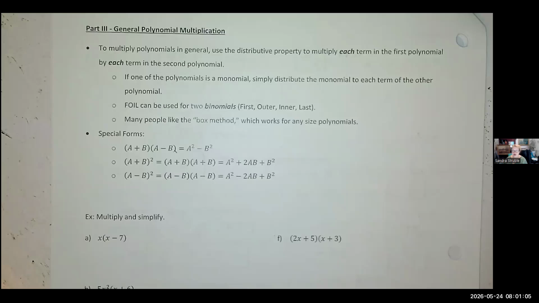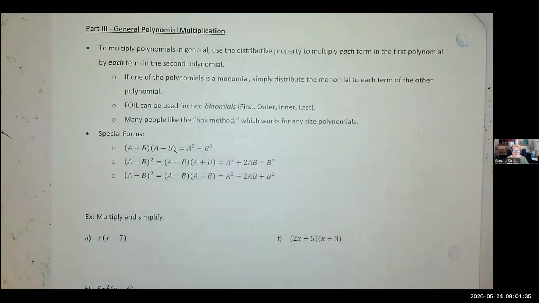Many people like the box method. That works for any size polynomial. My favorite one by far is the distributive one. I find that folks, even the ones using FOIL or box method, the distributive always works the best. I'll show you the distributive as well as the FOIL. You can use any of the ones that you want. They all work fine. There's just as much chance of messing up on one as there is the other.